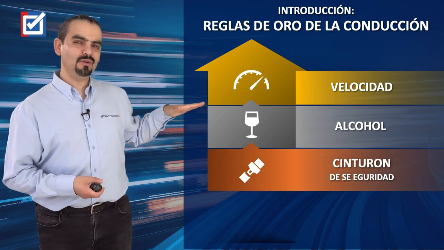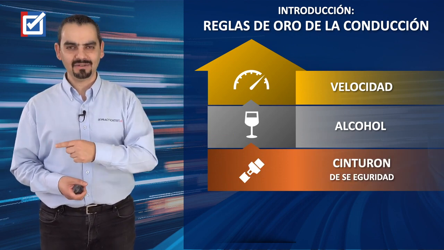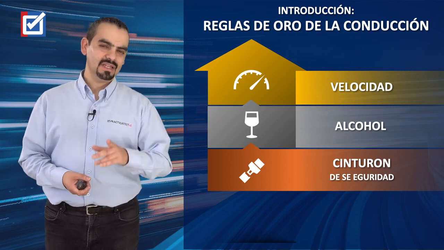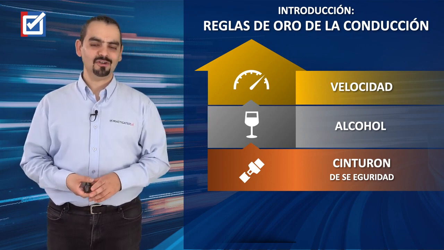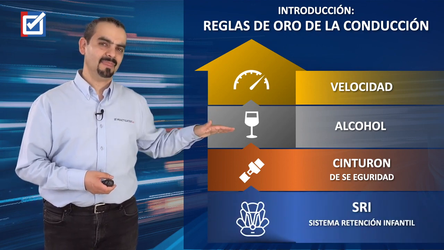Third, seat belt. Always use your seat belt and ask other people who may be in the vehicle to also use it, because it is the driver's responsibility. And finally, child restraint system or baby seat.